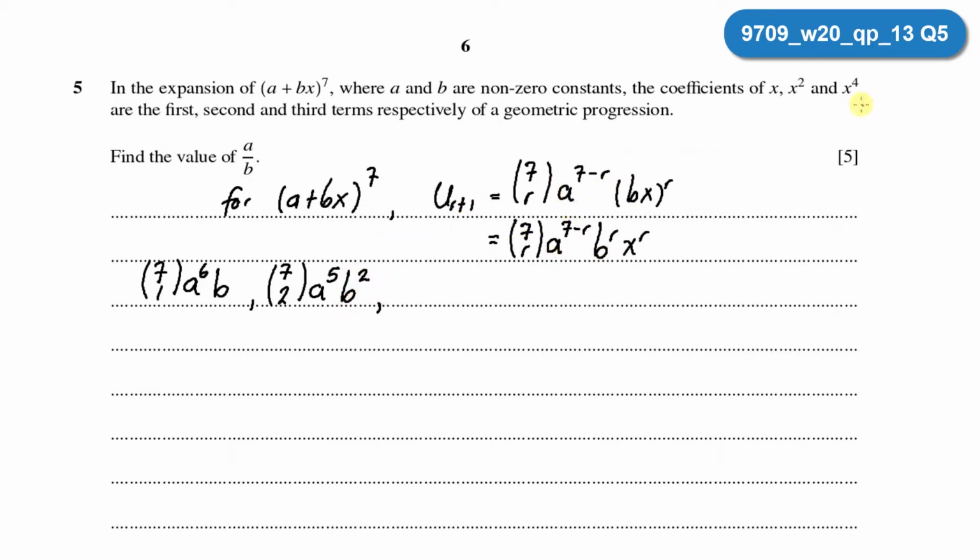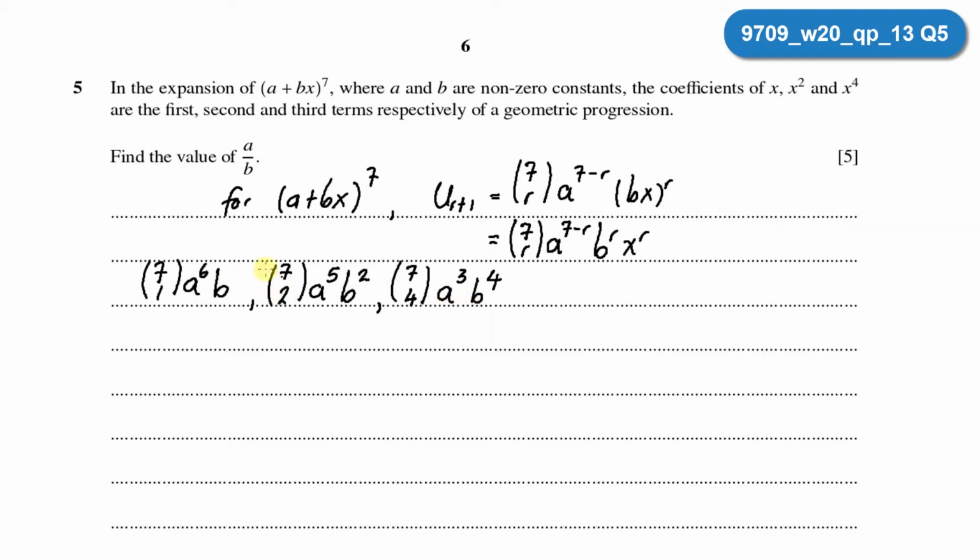Then the third term, which is the coefficient of x to the power 4, means that r is 4. So that's 7 choose 4, a to the power of 7 minus 4, which is 3, and b to the power of 4. So we now have the 3 terms of the geometric progression.